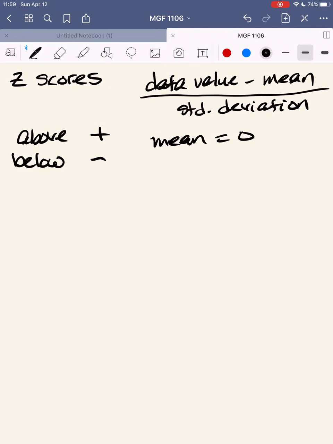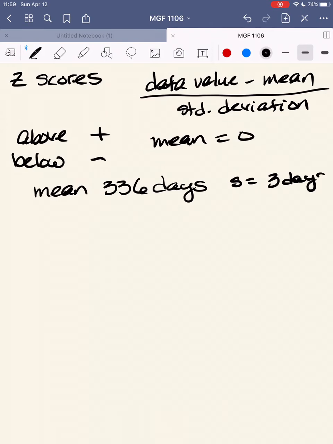Let's look at example 5. We have a mean of 336 days and a standard deviation of 3 days. I want to find my z-score for 342 days. So I take 342, which is my data, subtract 336, and divide by my standard deviation of 3, which gives me a z-score of 2.